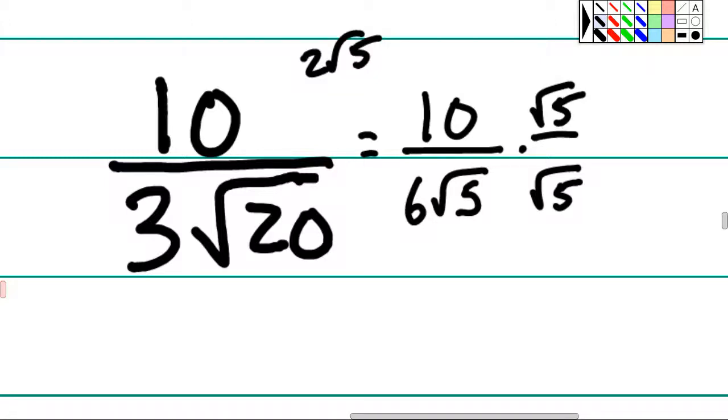Notice I didn't multiply by 6 root 5, only what the radical was down here. This 6 is fine, all by himself. Okay. So what do we get then?